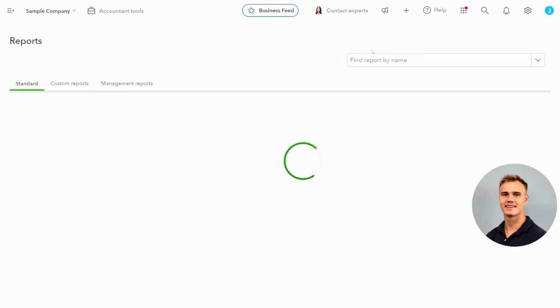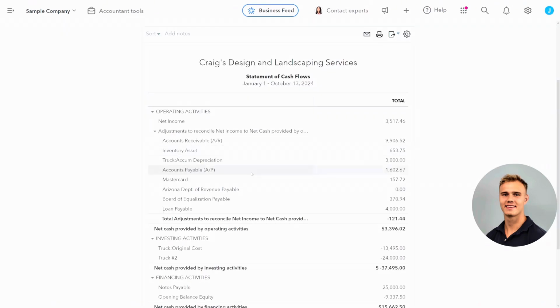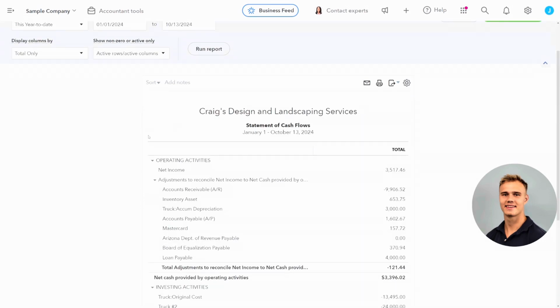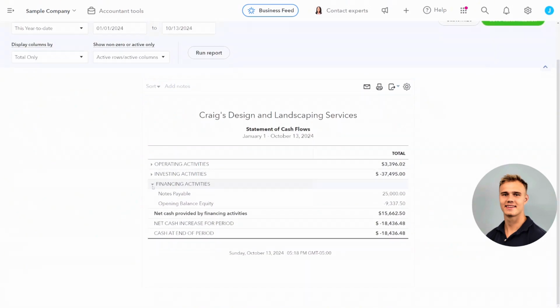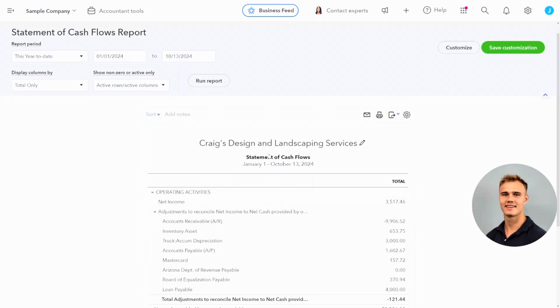But if we go back to the report list and type in statement of cash flows, I'll just close this to quickly overview what the statement of cash flows actually looks like. It's divided into the operating, investing, and financing activities. Those three give you the net cash increase, or in this case, the decrease for the period. And since this was Craig's first year in business, that decrease in this case actually ties into the cash at the end of the period. They're the same number.